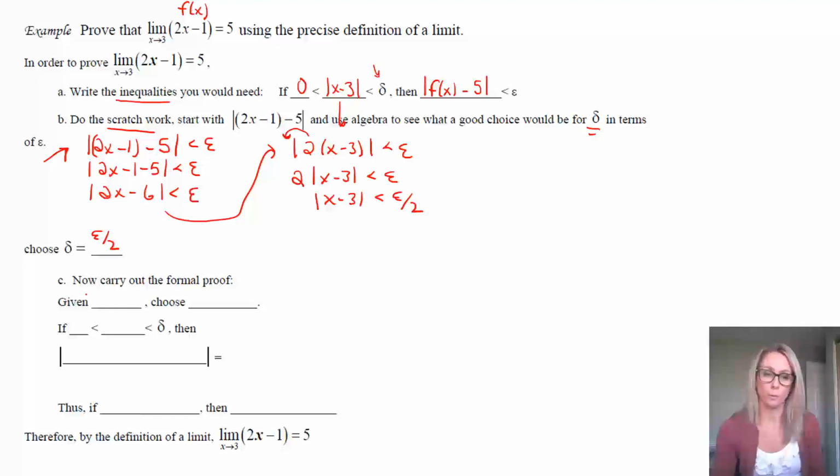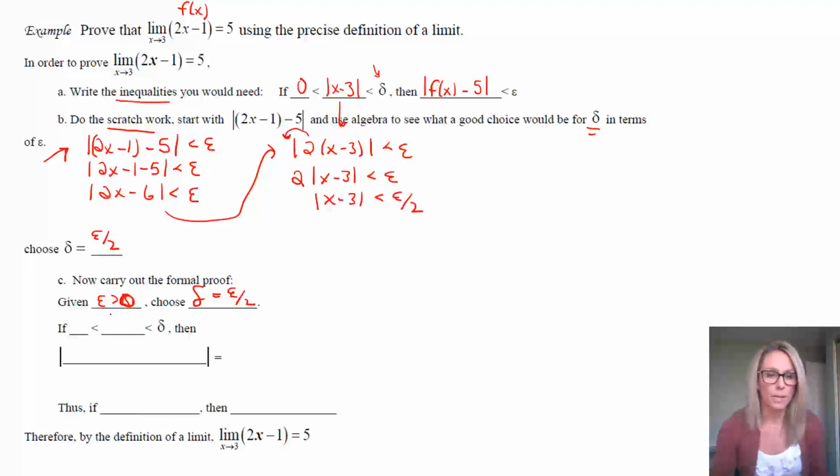So now here's the formal proof. This is what we write. Given epsilon greater than 0, we choose delta to be epsilon over 2. So this is what we just did from the scratch work. Delta is going to be epsilon over 2.